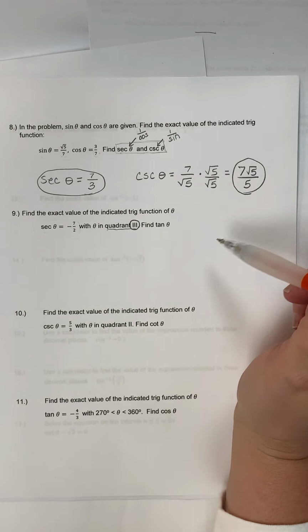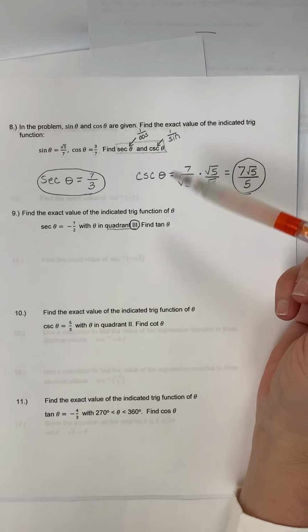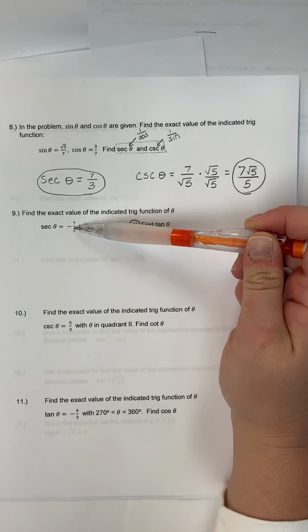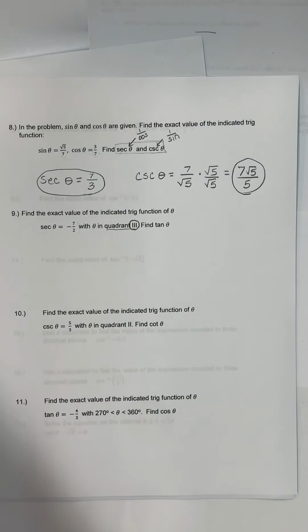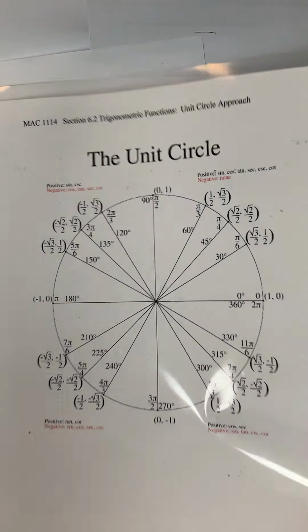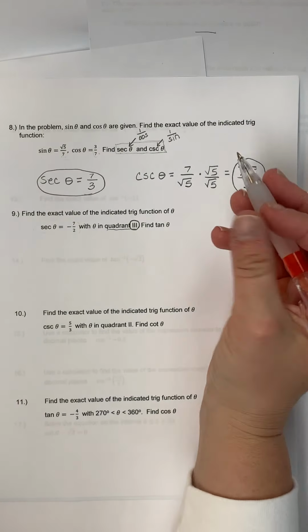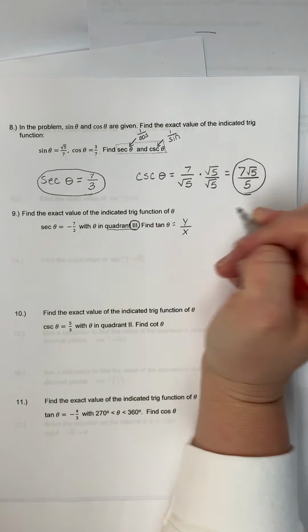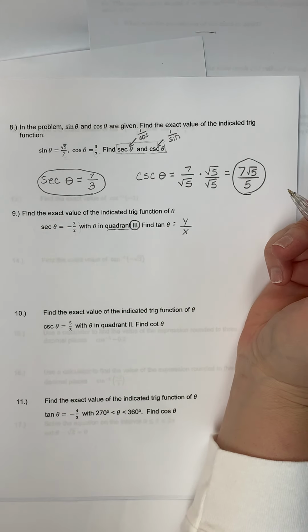Okay, so since this is not a unit circle value, how do I know that? Because it doesn't say it's a unit circle. And also because secant is the reciprocal of cosine. So if I flip this over, I would need to find a cosine of -2/7, and that is not a value that's on here. Okay, tangent is y/x. Those are the two values I'm going to need.